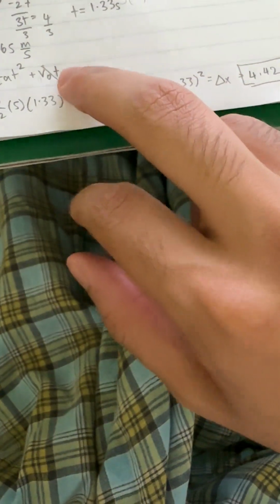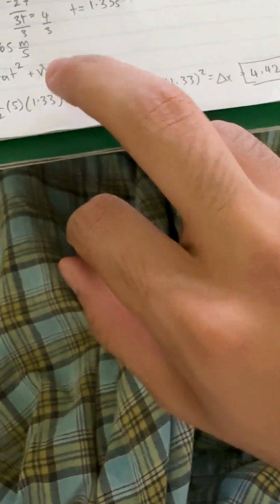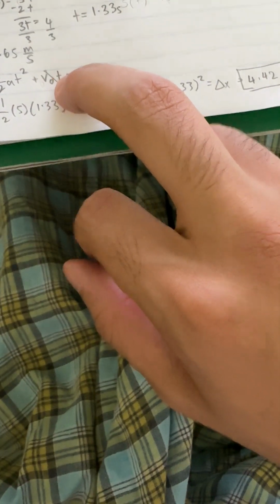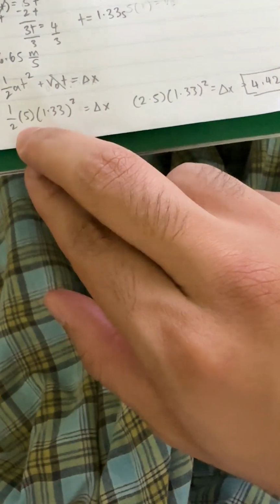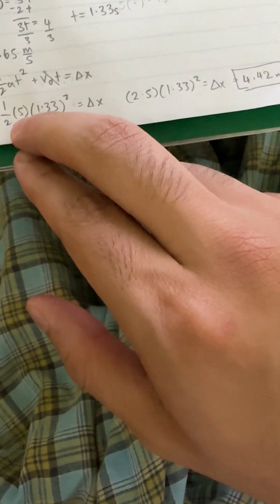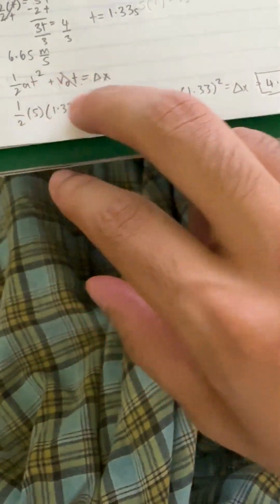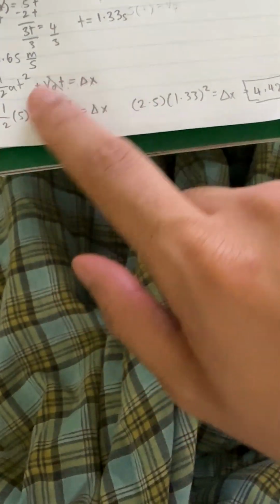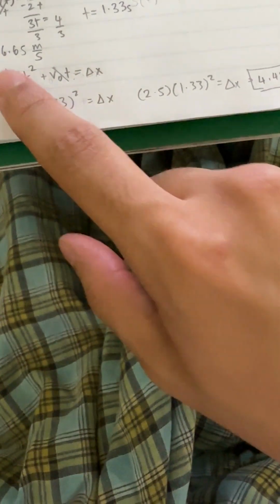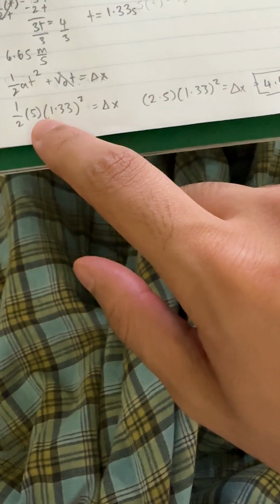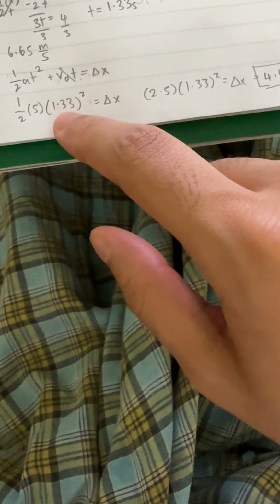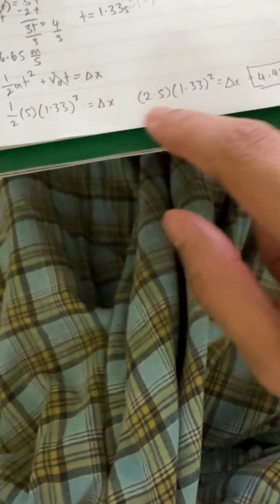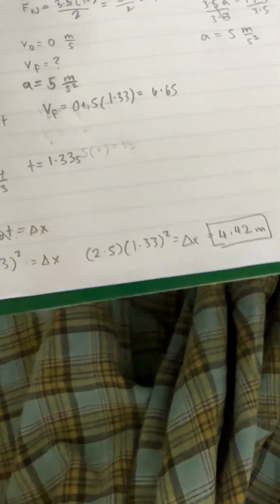Like you could have used 4 over here and then 2 right there, representing the block. So then you just plug those in: one half, 5, which is acceleration, and then time, which is 1.33 seconds. Square that all, and then you get 4.42 meters. That is how you do part C, and yeah.